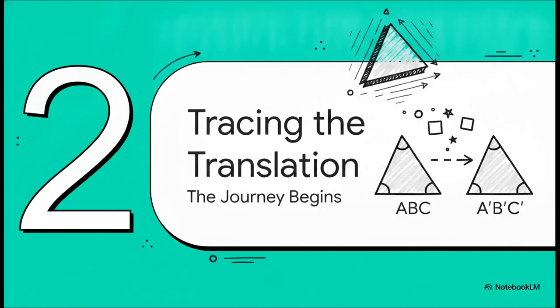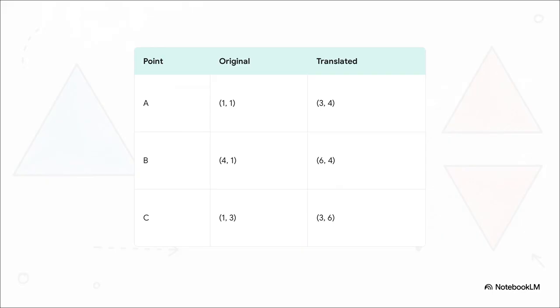Moving right along to part 2, tracing the translation. The journey begins. Let's introduce our VIP triangle ABC. Check out the original coordinates here. Our mission is to move our figure right 2 units and up 3 units. To pull that off, we literally just take every single x coordinate and add 2, and take every y coordinate and add 3. It's that straightforward.